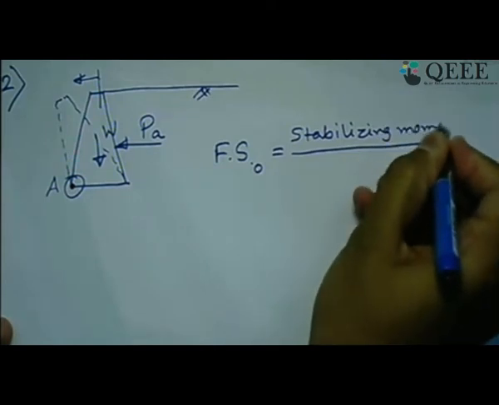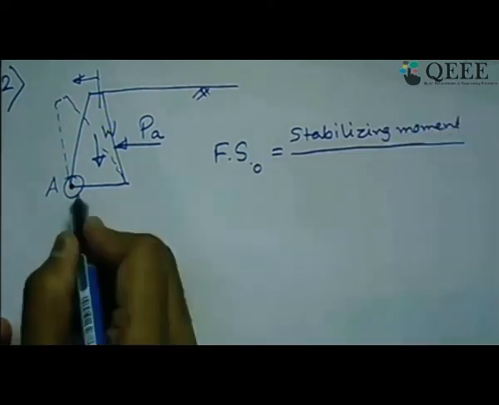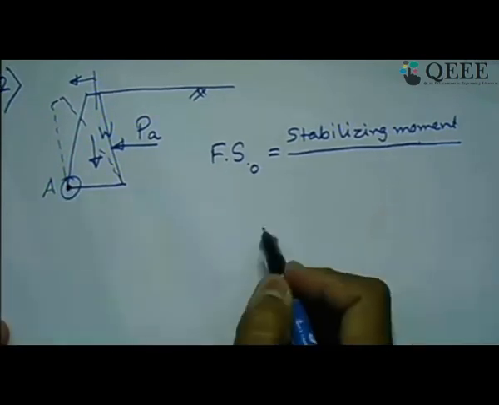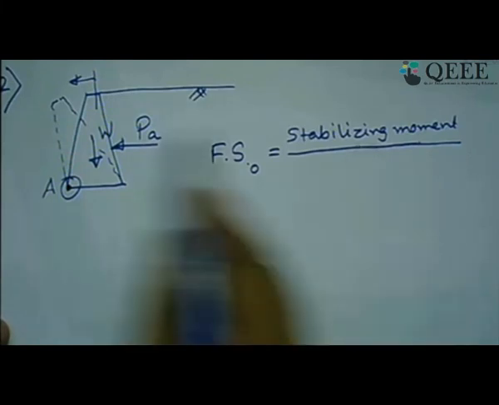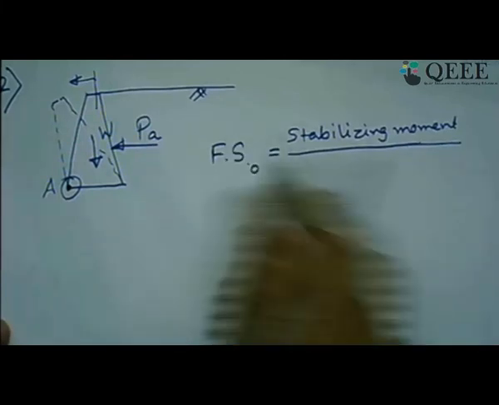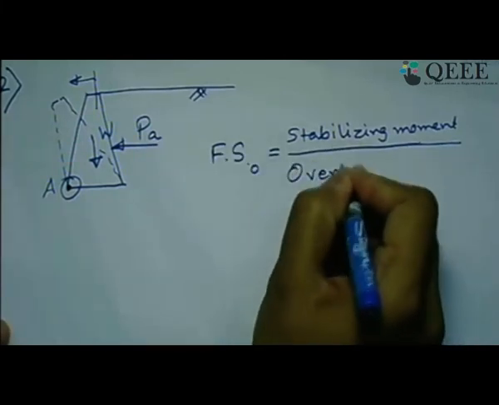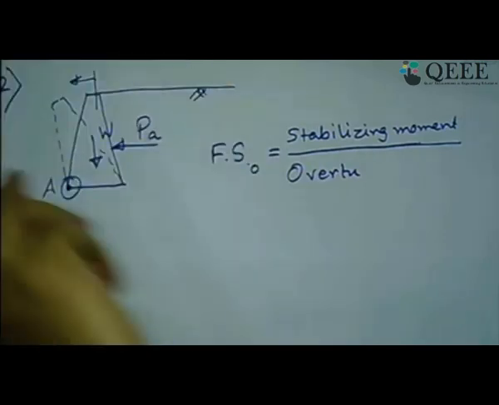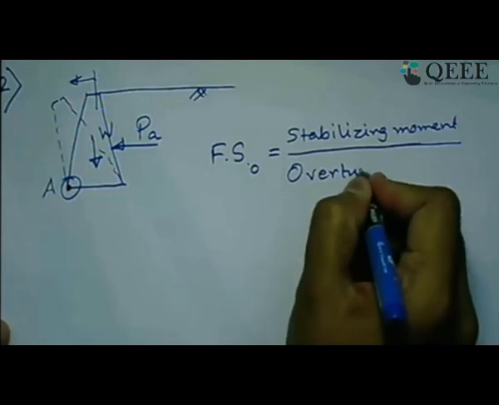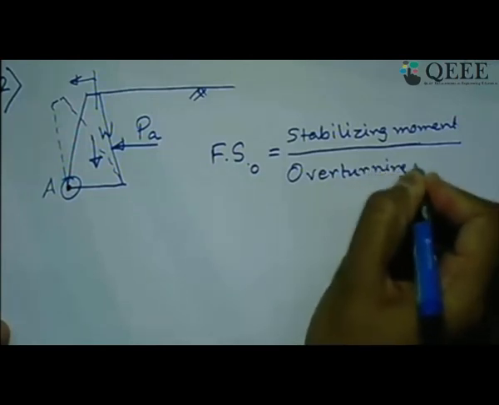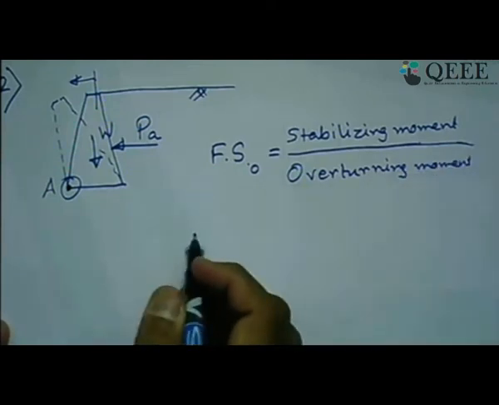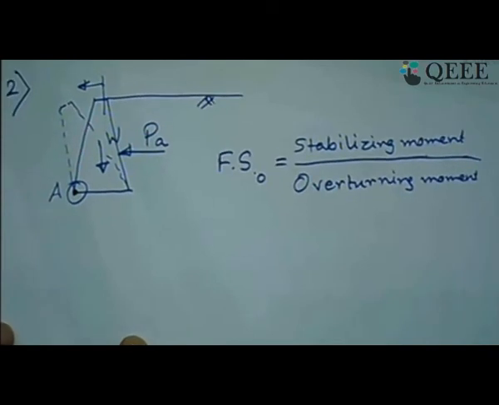moment. Which moment I am talking about? As I said, it tends to rotate about this point A. So about this point, whatever moment of forces stabilizes the wall that you have to take, that is this way, and the overturning moment, that is the moment which causes the wall to overturn. So this is the PA which is causing the wall to overturn, overturning moment. So this factor of safety also has to be ensured so that your wall does not fail in overturning.